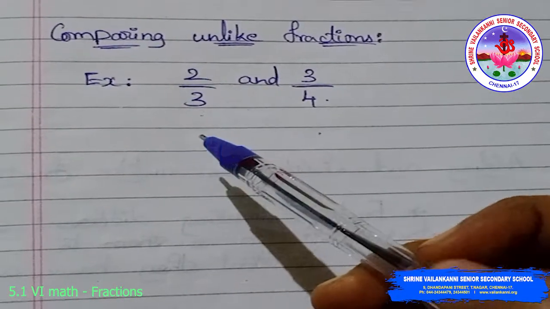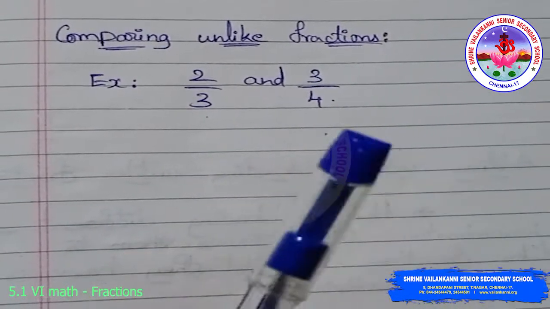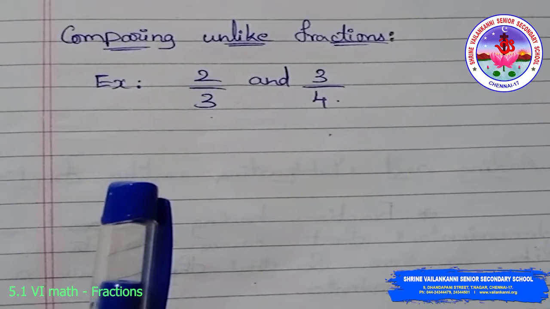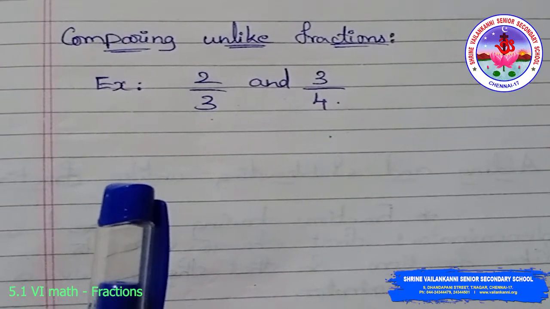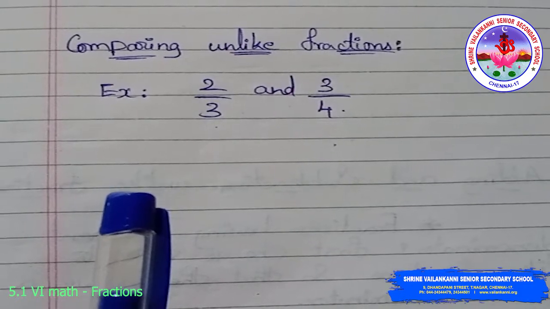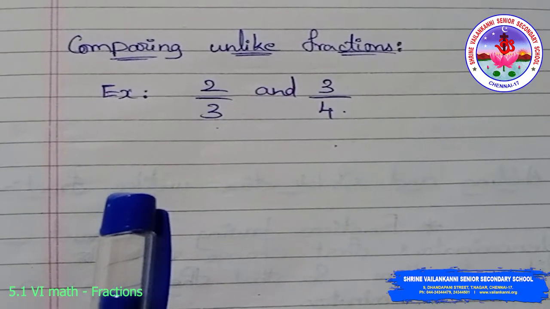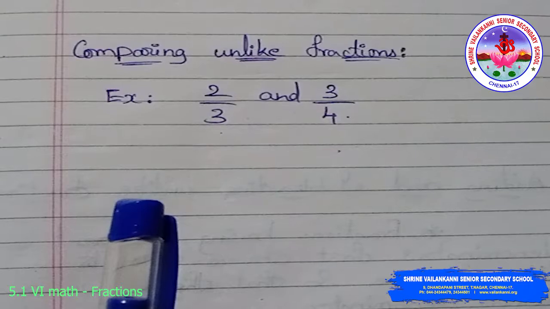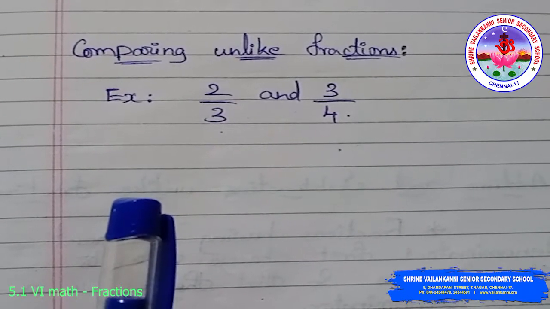This topic is comparing unlike fractions. To compare unlike fractions, first change them to like fractions so that the fractions have a common denominator. To convert unlike fractions to like fractions, the first step is to find the LCM of the denominators of the given fractions.